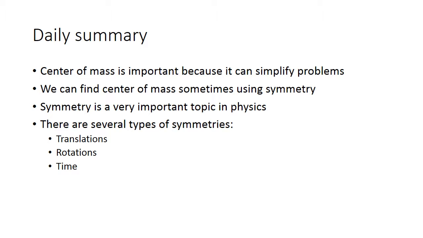So, today was pretty short. The center of mass is important because it simplifies problems, and we're always looking for ways to make things easier. We can find the center of mass using symmetry. Again, looking for those shortcuts to make things easy. Symmetry is a very important topic in physics, and we'll keep coming back to this idea as we go through the course. So there are several types of symmetries: translations, rotations, and with time.